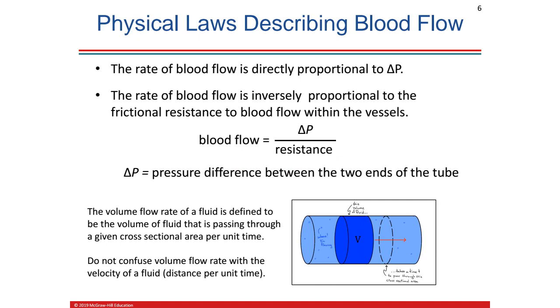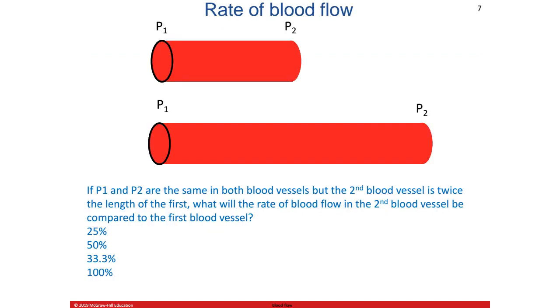But blood flow rate, again, that's the volume flow rate, so say liters per minute, is equal to delta P, which is the difference in pressure, divided by the resistance to blood flow within the vessels. And that resistance we can think of as mainly being due to frictional resistance between the moving fluid and the stationary walls of the tube. There's of course also resistance due to the friction within the fluid itself, but that's a smaller component of this resistance.